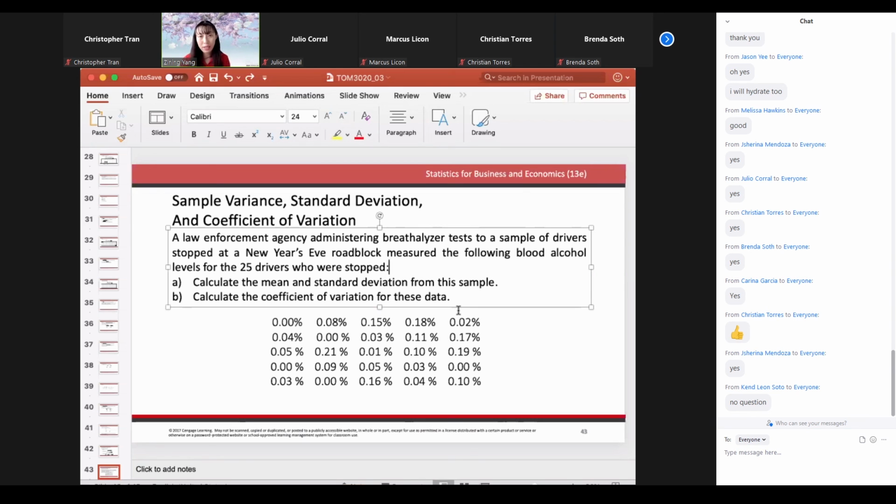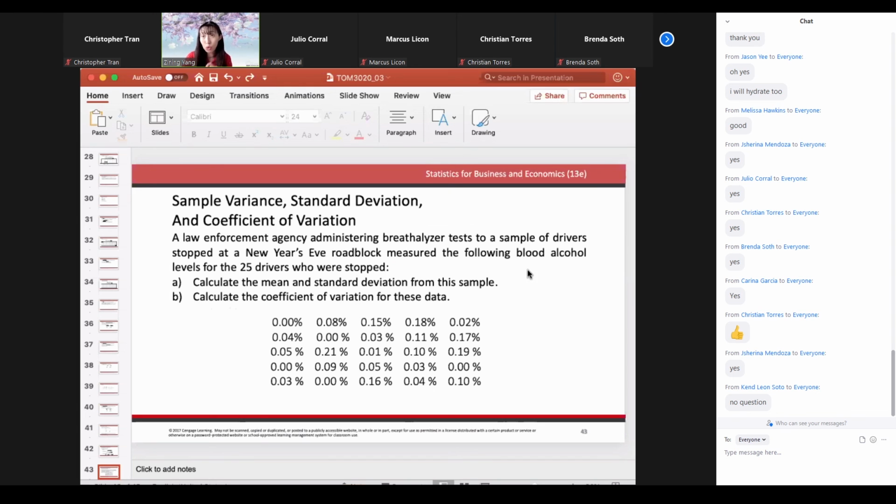So the context is towards New Year's Eve, right? In holiday season, we see all those drunk driving check stations. So the police randomly checked 25 drivers on their blood alcohol level. So here's the data, 25 numbers. And from the 25 numbers, can we calculate the mean and the standard deviation for them? And just for practice purposes, can we calculate the coefficient of variation?